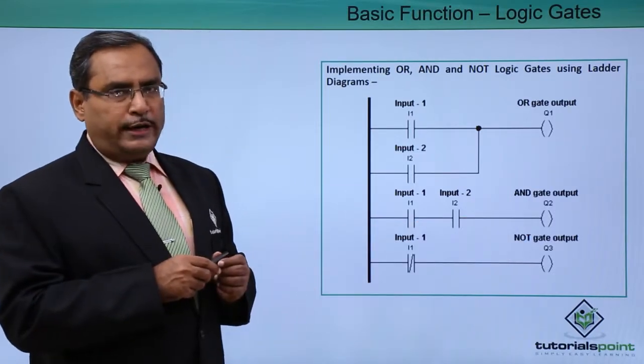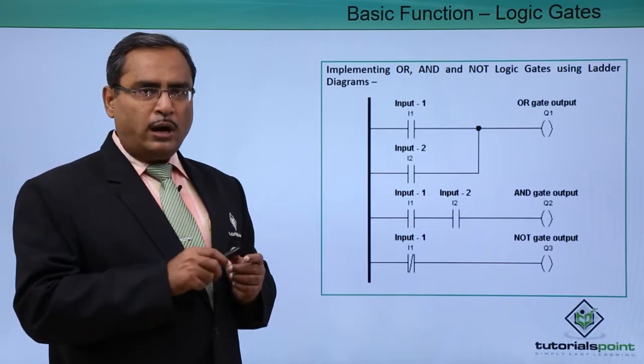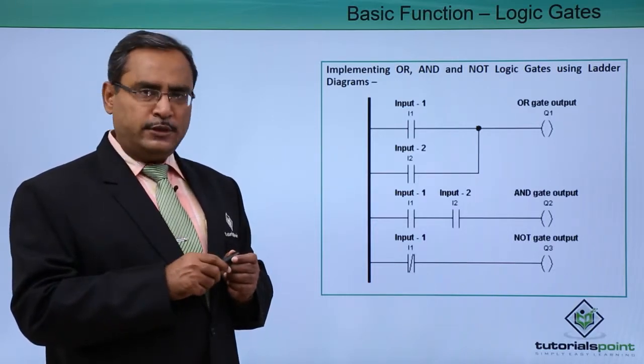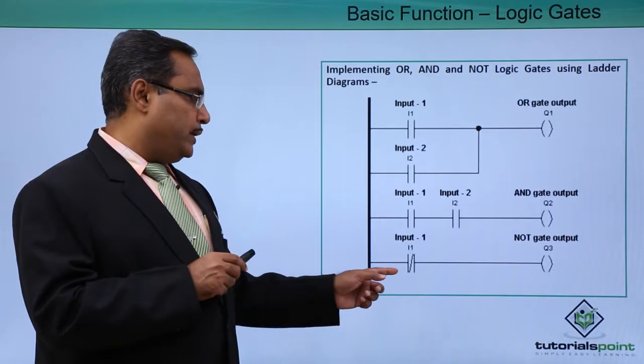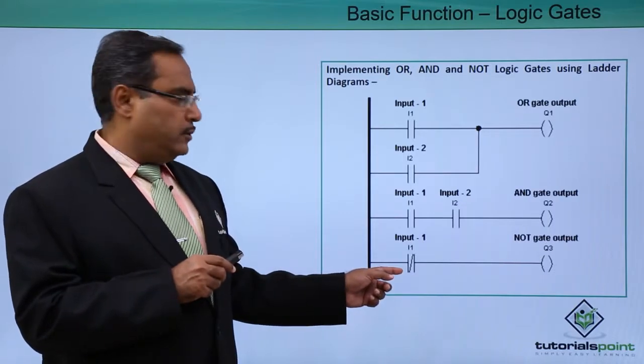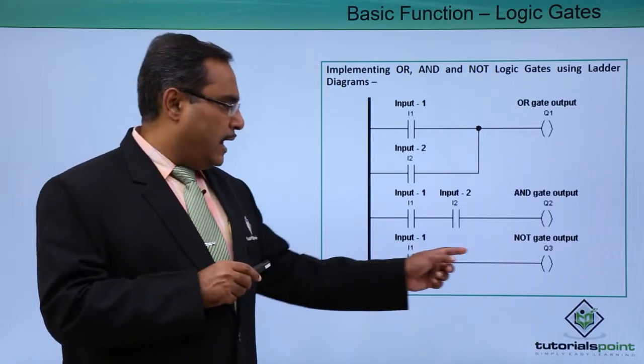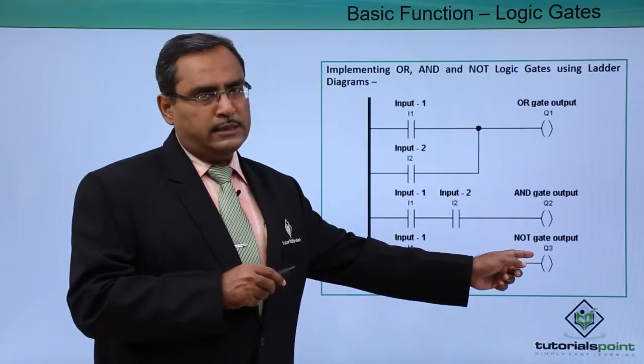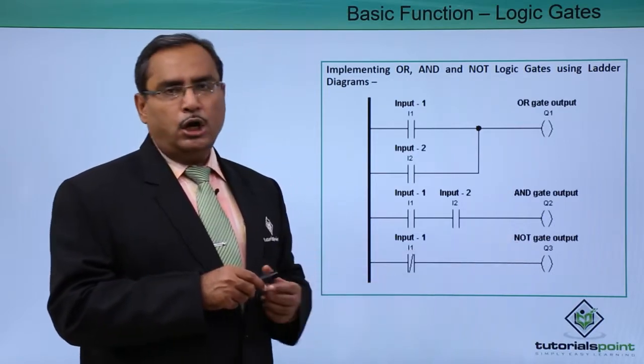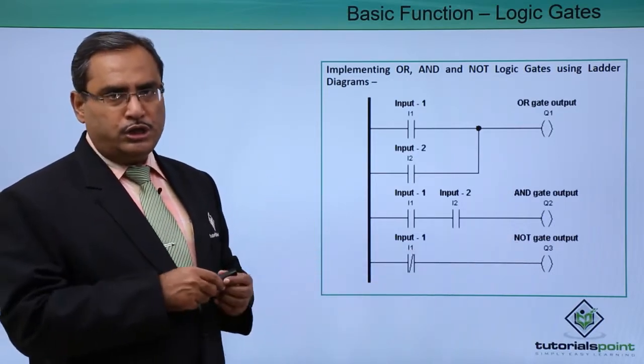In case of NOT gate, we know that when the input is 1, the output will be 0, and when the input is 0, then the output will be 1. So, here we have taken one break contact of the input I1, and this is the respective output, that is our Q3, denoting the NOT gate output or the NOT logic output.